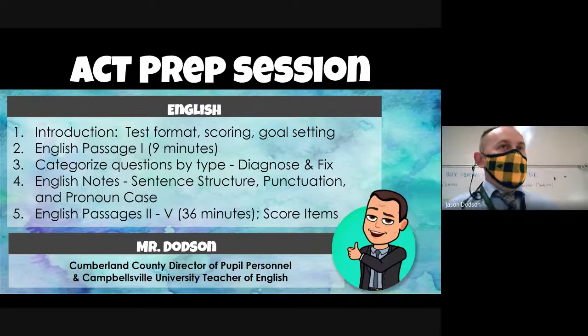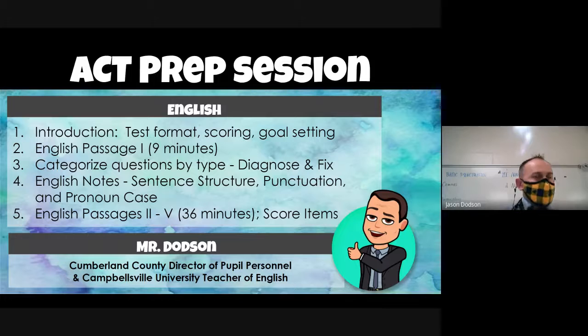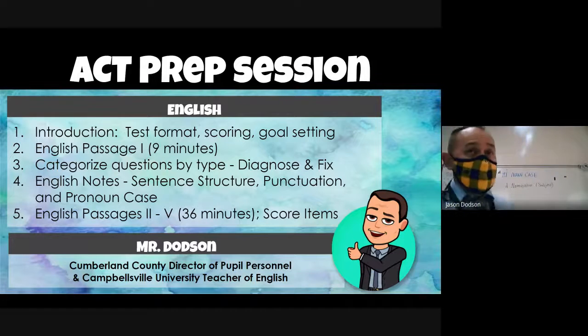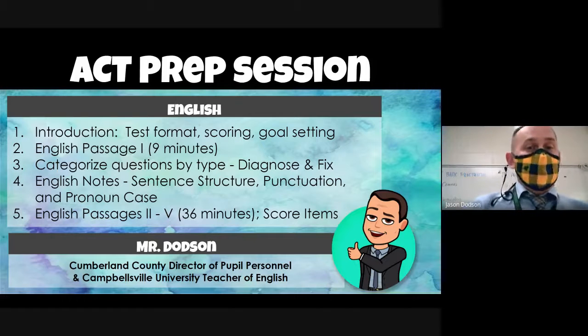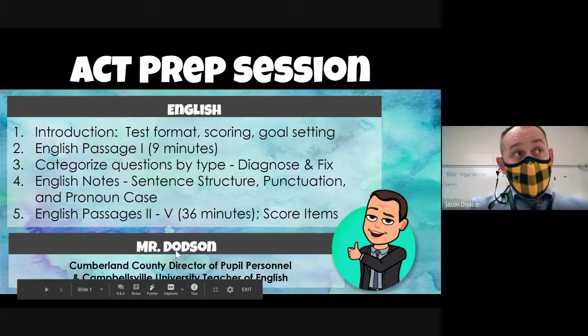So here's kind of the agenda for today. First part, we're just going to talk about test format for the English portion of the ACT, some basic skills that you would need knowing the format. We're going to talk about scoring, and then goal setting. Then we're going to do a practice English passage together, score that, and figure out what types of questions are asked on the ACT English portion. Then I'm going to talk about the stuff on the board behind me, some basics of English grammar, maybe some stuff that you haven't thought about since third grade. And then we're going to finish up that practice test, and by the end of the session, we're going to score some of those items.